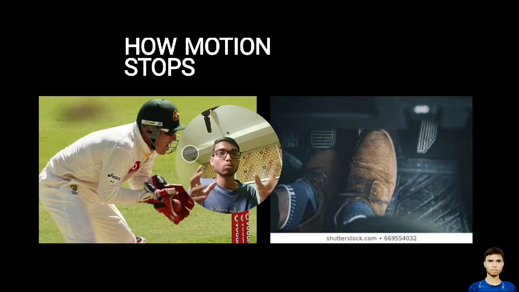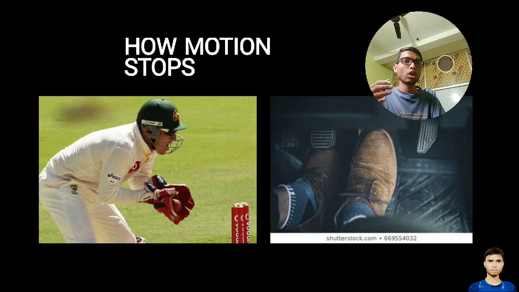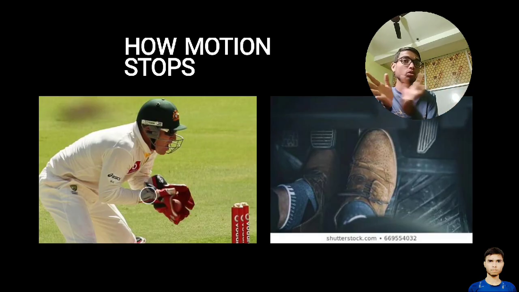An object which is moving: how will a moving object stop? This is the question in this slide. So what would the answer be? Here a ball is coming. Now he will apply force by using two hands, isn't it? Yes, it will happen. Here he will apply force, and the moving object will be coming towards this person.